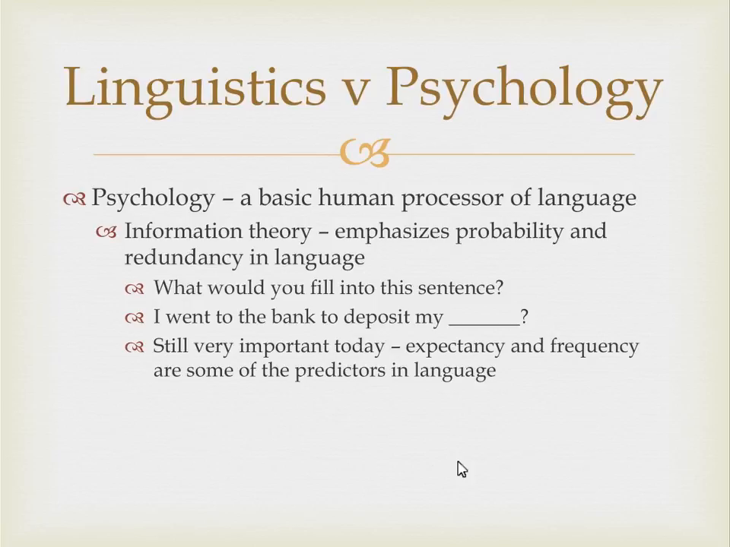So it's still really important to study these things today. Expectancy, word expectancy, and word frequency are the strongest predictors of different things in language, including Alzheimer's and dyslexia.